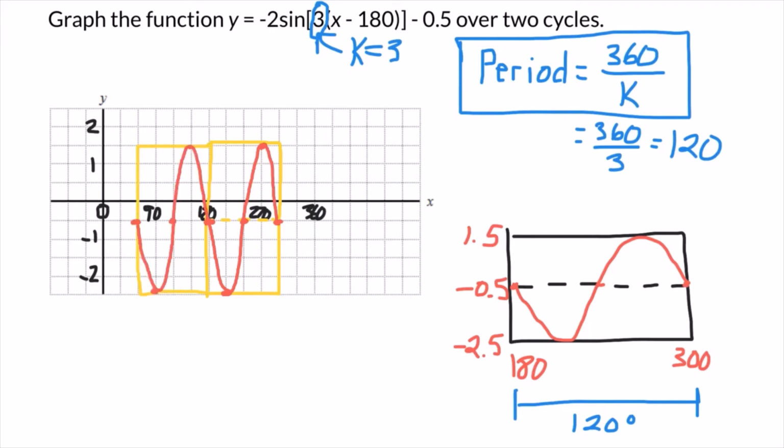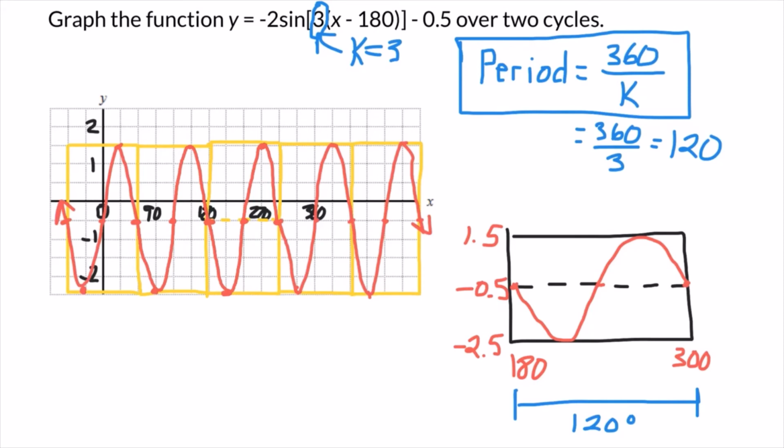And the question asks for 2 cycles, so I just repeat my pattern. But really, I can repeat it any number of times that I want. The cycle just keeps going and going forever in either direction.